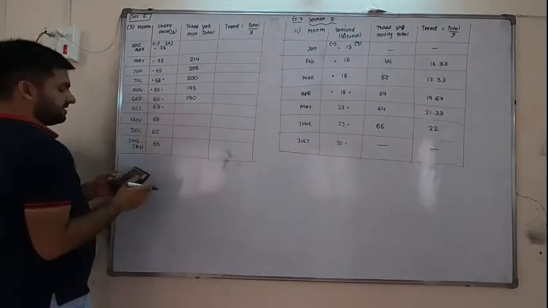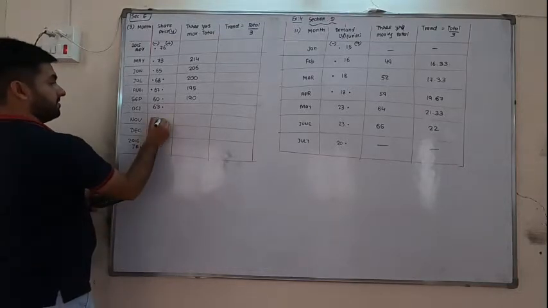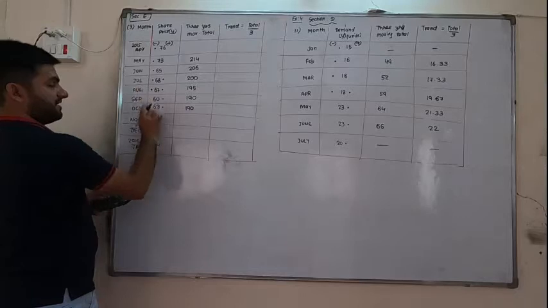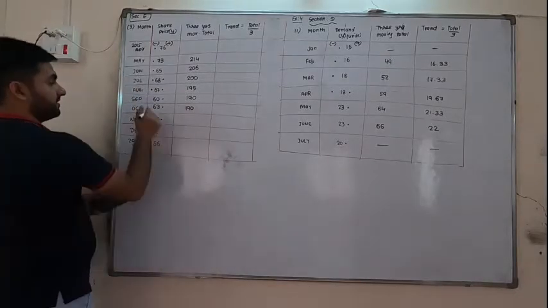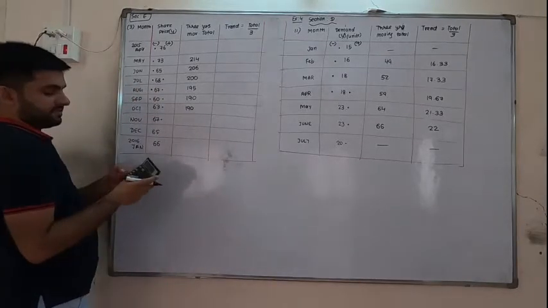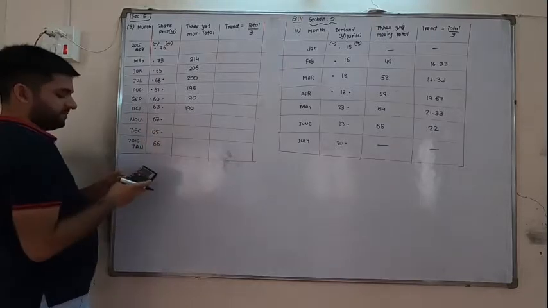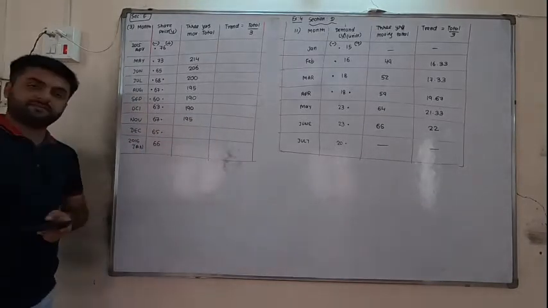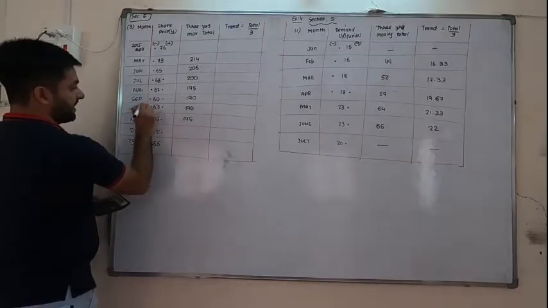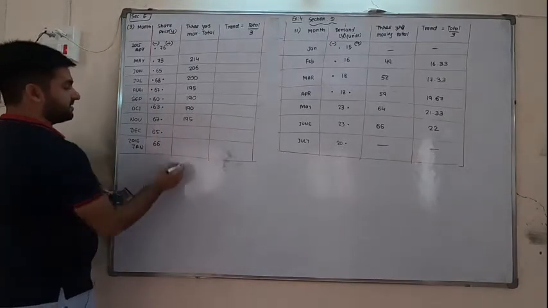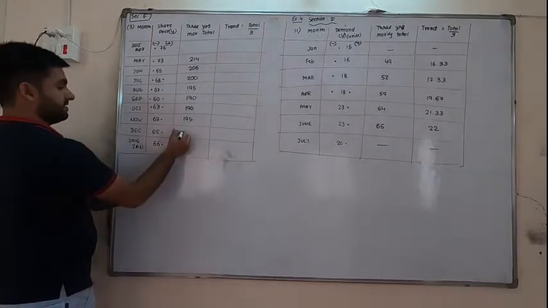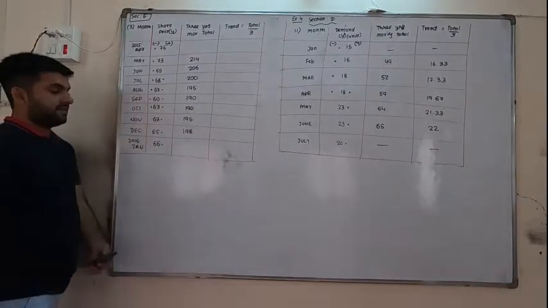Then minus 67 plus 67, so it will not change because minus and plus were same. Then minus 60 plus 65, so again 195. Again minus 63 plus 66, so 198.